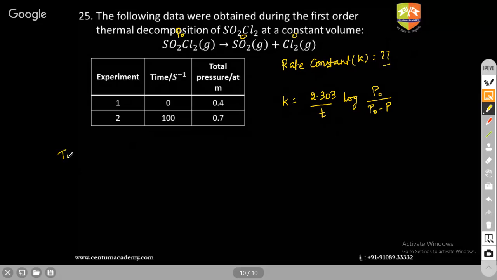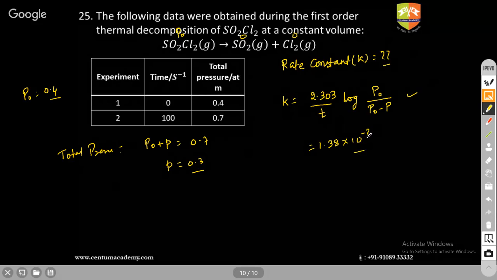So total pressure will be what? I'll just write this very quickly. Total pressure will be P naught minus P plus P plus P. So P naught plus P. This is equal to what? At 100 seconds, 0.7. P naught is 0.4. So P is 0.3. You substitute here, you'll get K value as 1.38 into 10 to the power minus 2.